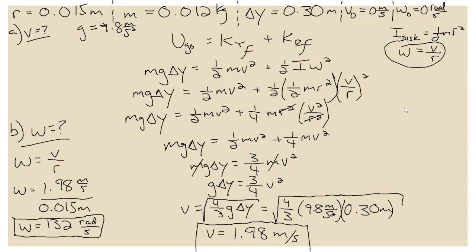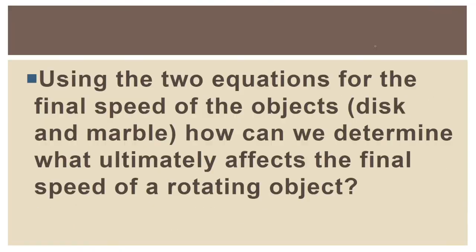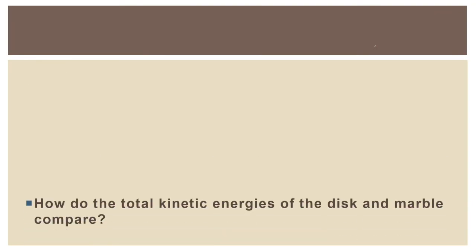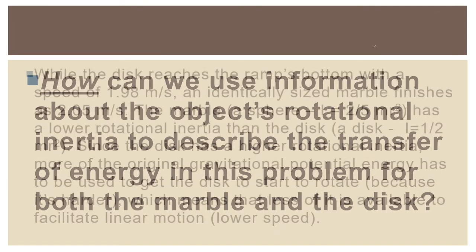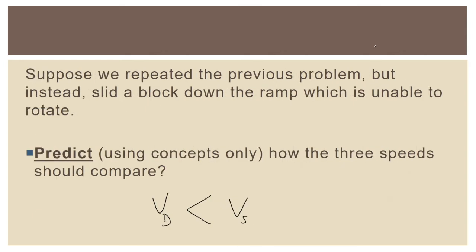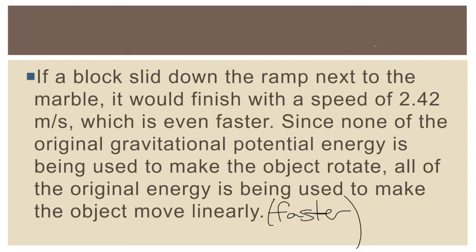So the point here is the fraction in front of the mr squared is ultimately going to determine the number that's in front of the g delta y. And that will ultimately determine how the speed of the thing compares to the speed of an ordinary block, which is not rotating. And they love to ask questions like this on the AP test.